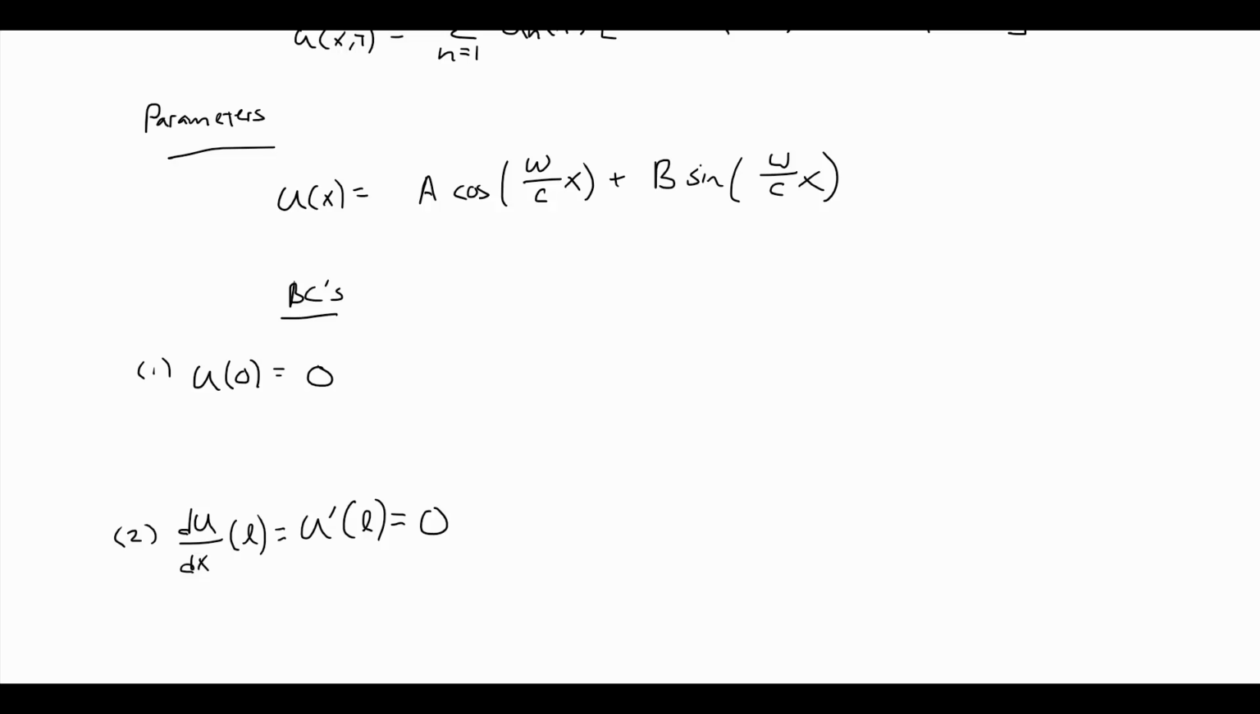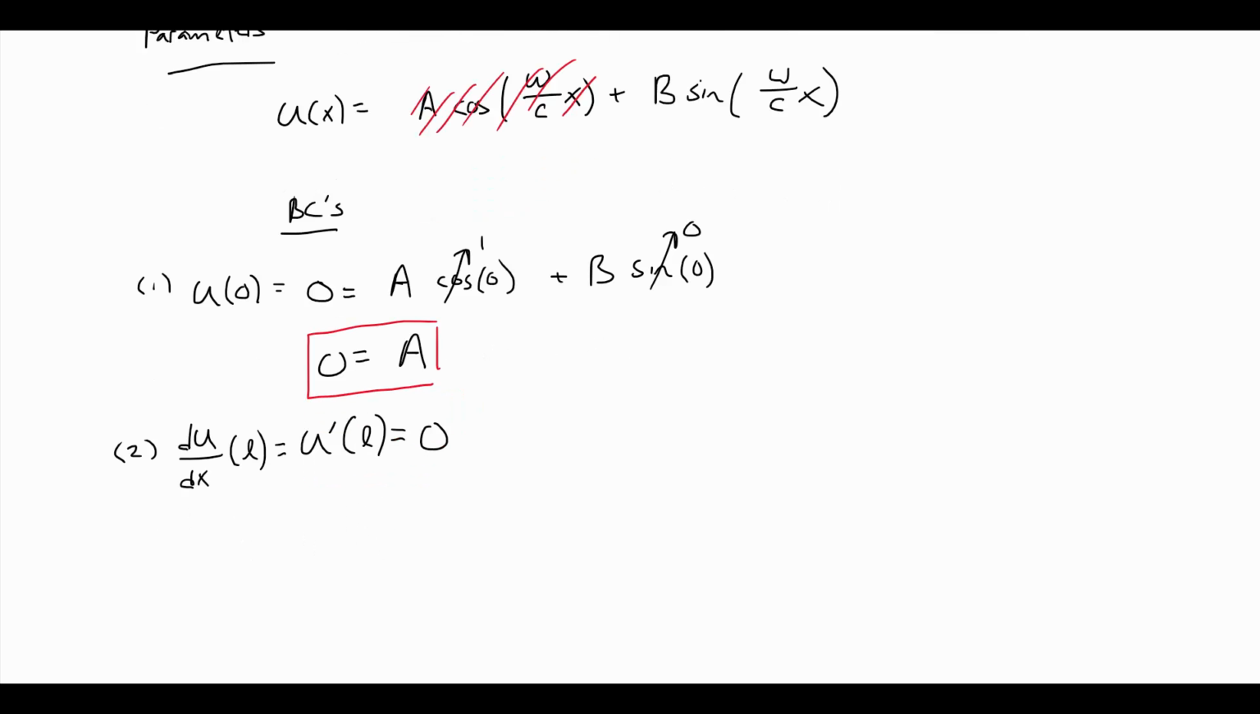So let's start with the first boundary condition and enforce that by evaluating u at 0. So we're going to get a times the cosine of 0, and that's just going to be 1, plus b times the sine of 0. Well, that's just going to be 0. So this tells us that a is 0. Similar to the string problem, that a coefficient is going to be 0, so I can get rid of it from my u equation to make this a little bit simpler. Right, so a is 0.